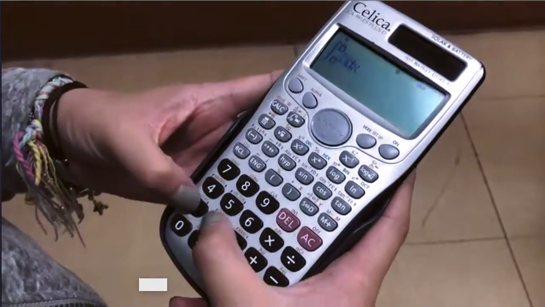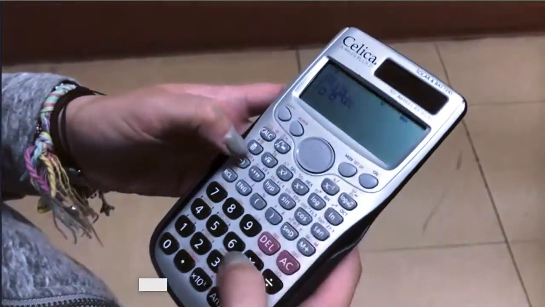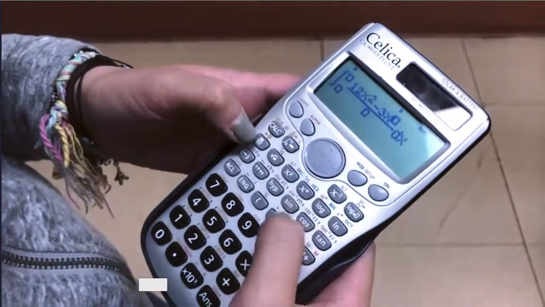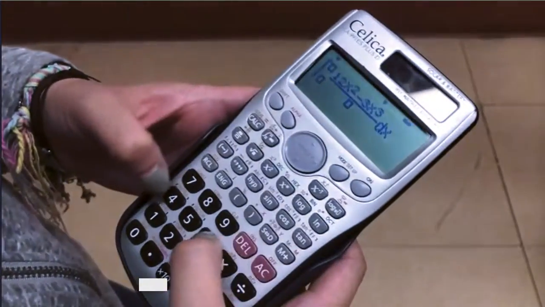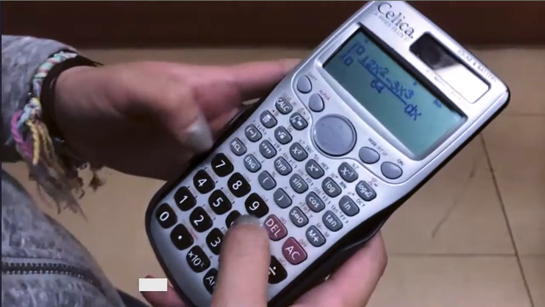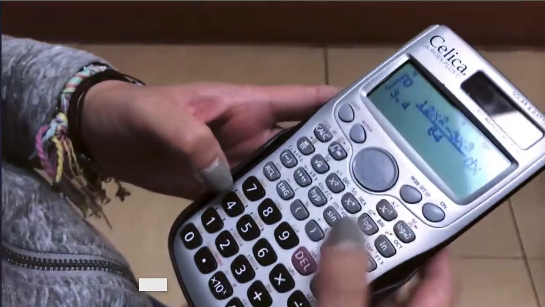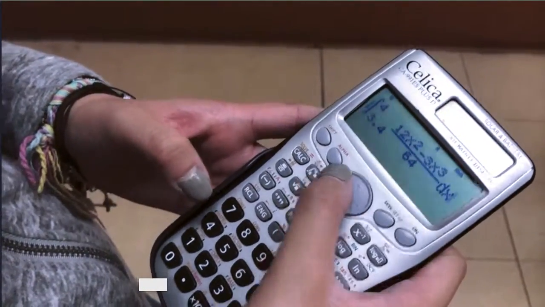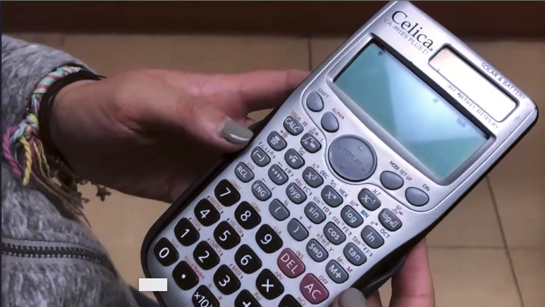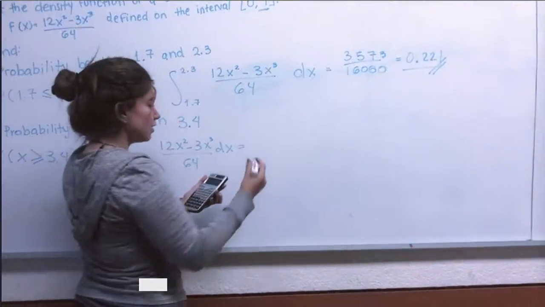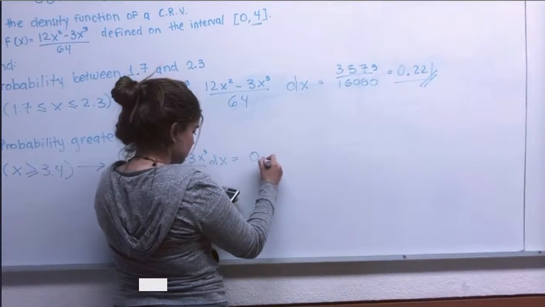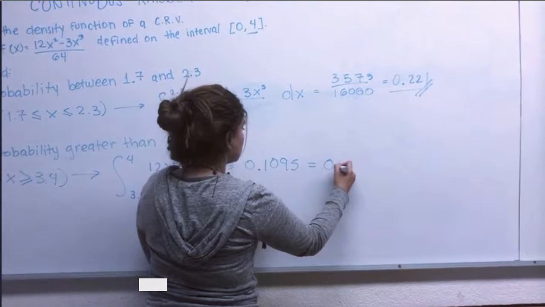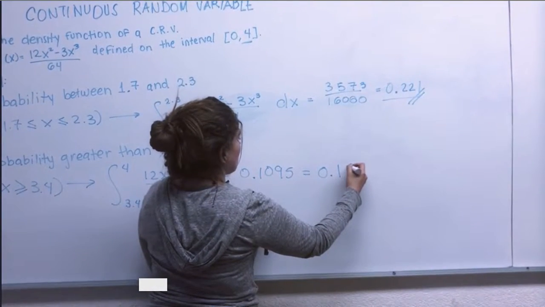Again, we type it on the calculator. Alpha x squared minus 3 alpha x cubed over 64, and just make sure to change the intervals to 4 and 3.4, equals. And finally, we copy the result, 0.1095, equals 0.1.